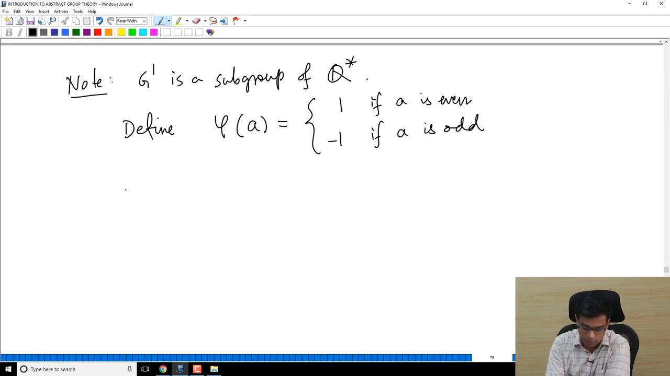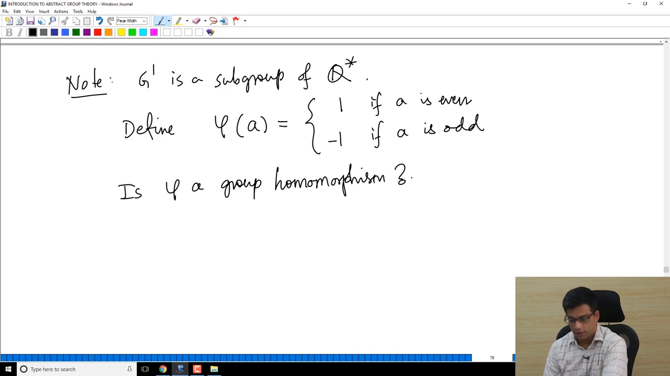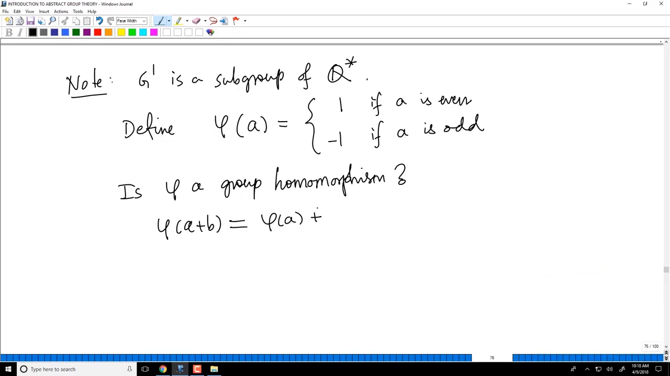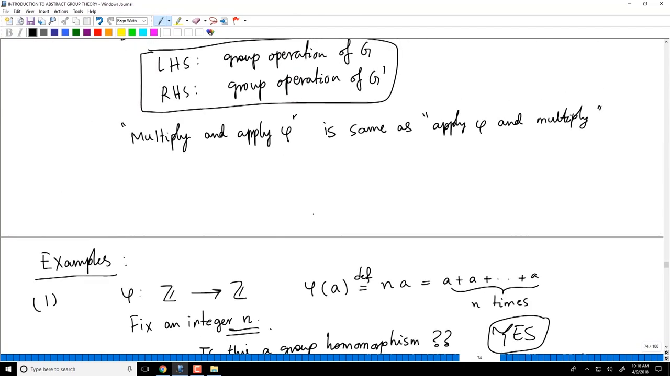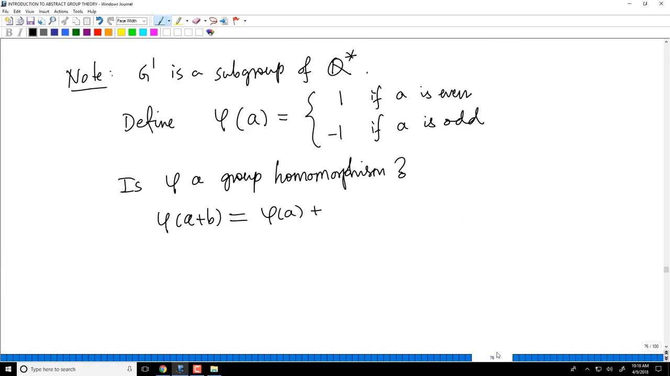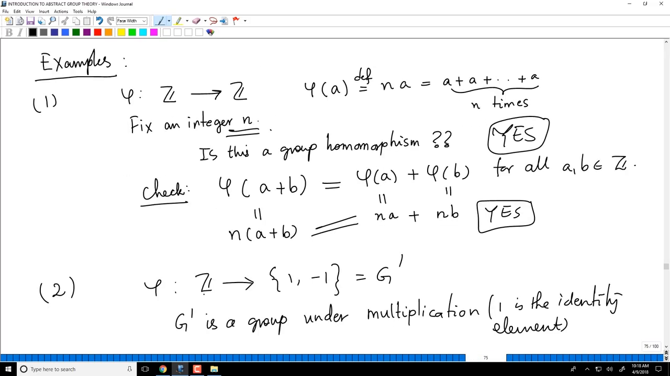Is this a group homomorphism? Is phi a group homomorphism? Again, remember one has to check that phi of a plus b should be equal to phi of a times phi of b. This is a good example because it will make you deal with the notation that we have been using so far. If you go back and see the definition of a group homomorphism, I should say phi of AB equals phi of A times phi of B. But remember, I have clarified at that point that the multiplication here is whatever binary operation is in the group that we are dealing with. So in this example, we have Z on the left hand side, which is a group under addition, and G prime, which is {1, minus 1}, a group under multiplication.